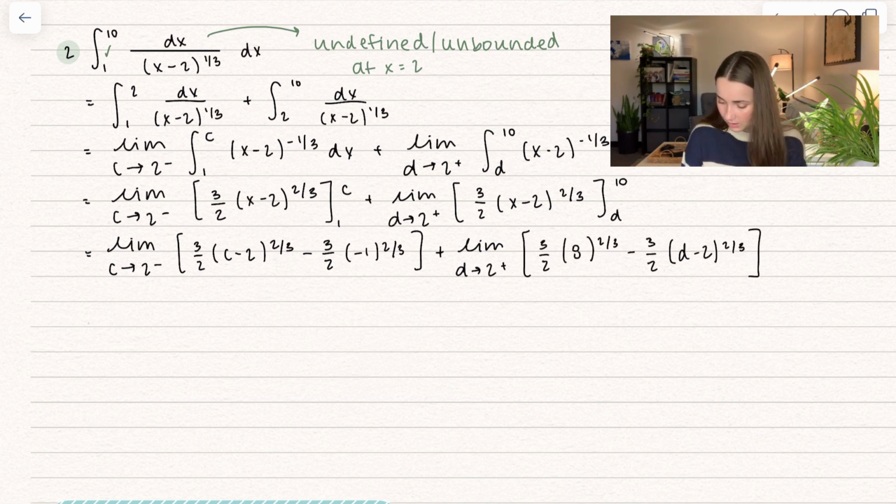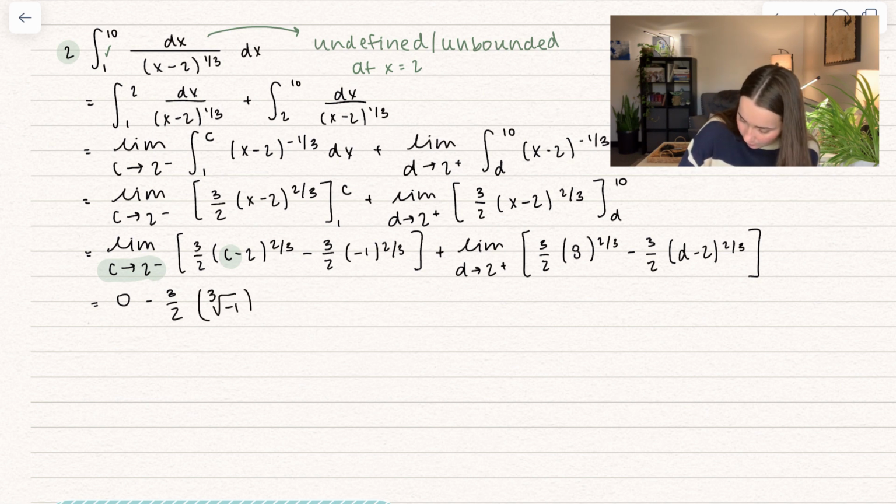Alrighty, I got those both plugged in, and now we're going to go ahead and see what happens. So first, we're going to approach 2 from the left side. If I were to plug in 2 right here, I would be approaching 2 minus 2, which is equal to 0. So actually, that first term goes to 0, and then we have minus 3 halves. And I'm going to rewrite this so we have the cube root of negative 1 squared. And then let's go ahead and talk about what happens when we plug in d. So it's approaching 2 from the right side. So this is approaching 2 minus 2, which is again approaching 0. So here we're going to have plus 3 halves, and I'll rewrite this as a radical as well. The cube root of 8 squared, and that's going to be minus 0.